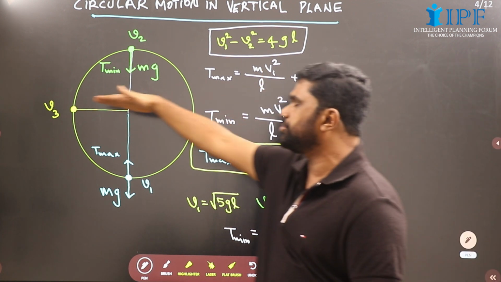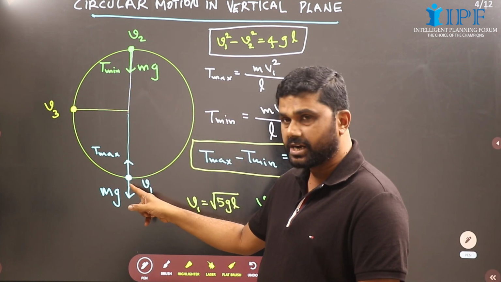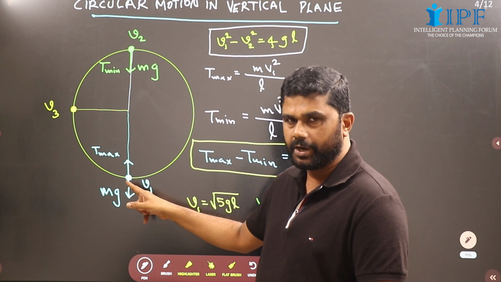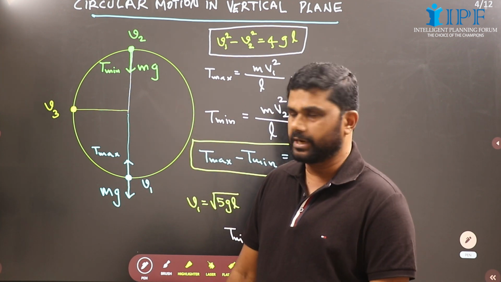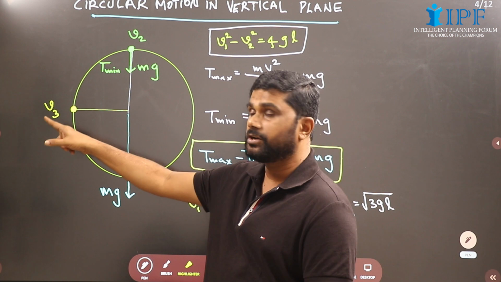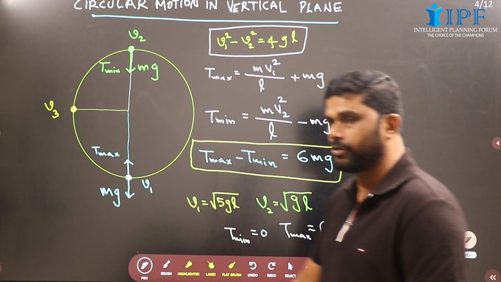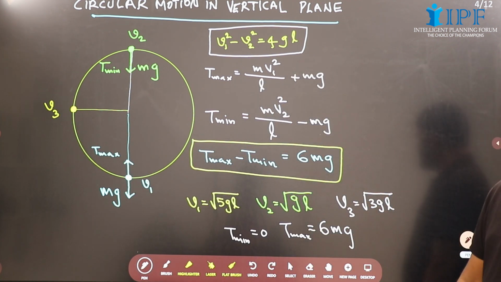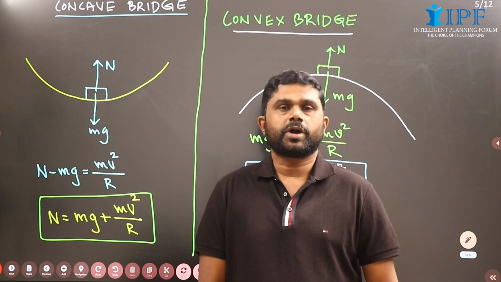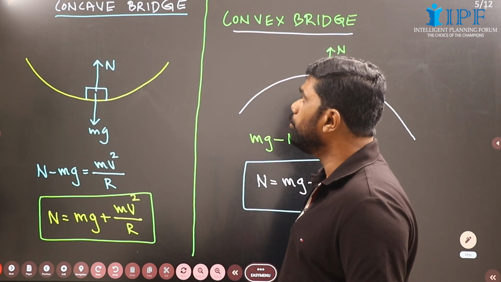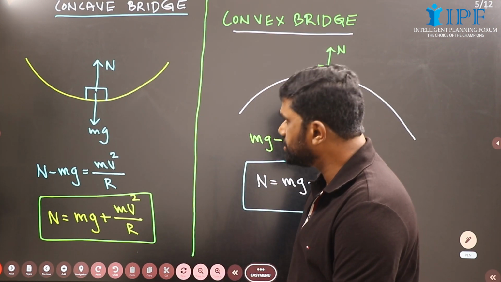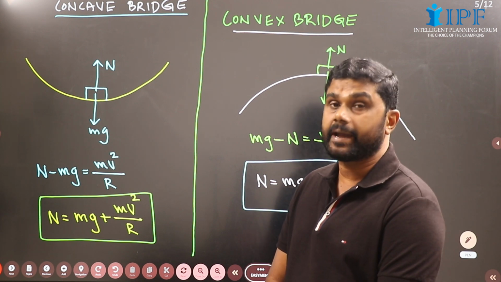Now see, when the string is horizontal, if the body starts with root 5gl from the lowest point, at the highest point root gl, the velocity of the body when the string is horizontal will be root 3gl. Now consider a vehicle moving on a concave bridge of radius of curvature capital R.